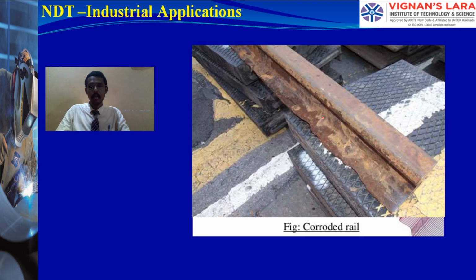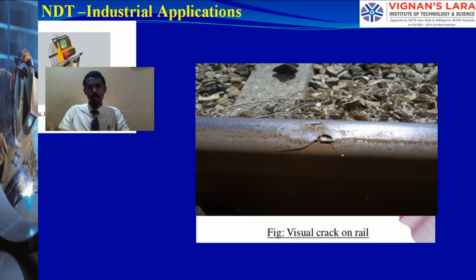So see the corroded rails, because they are continuously subjected to water and other corrosive environments, weather conditions, rains and all. Therefore, they are continuously corroded. If corroded, it is losing its strength. Somehow a visual crack on the rails, on the surface itself, is there. We have to eliminate those things.